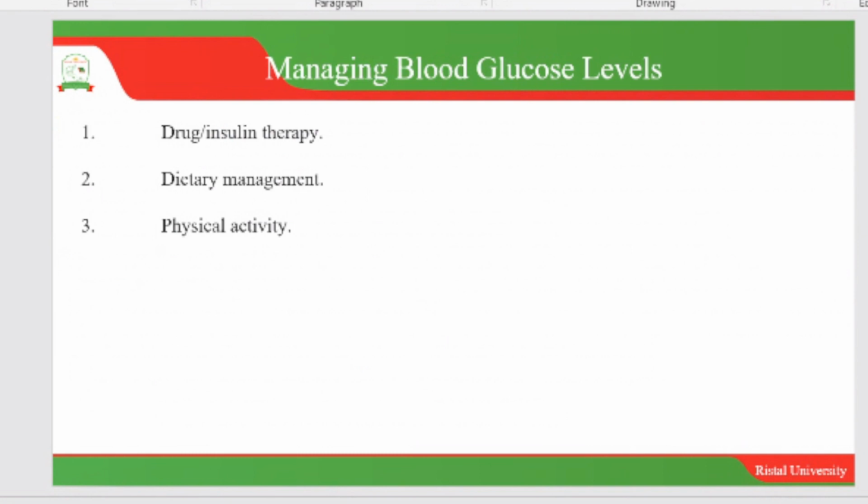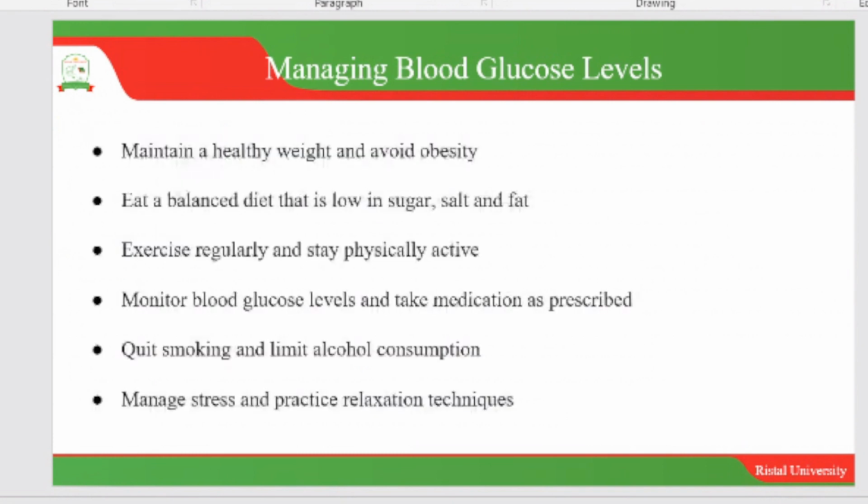Then physical activity. The patient is encouraged to do a lot of physical activity to make sure that he burns down most of the fats and make sure that his body can improve in terms of insulin production.